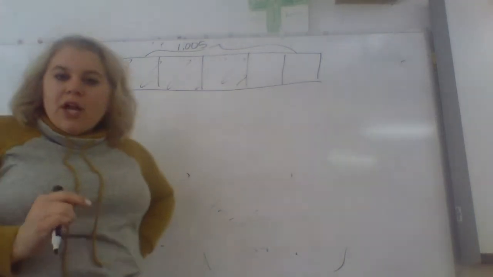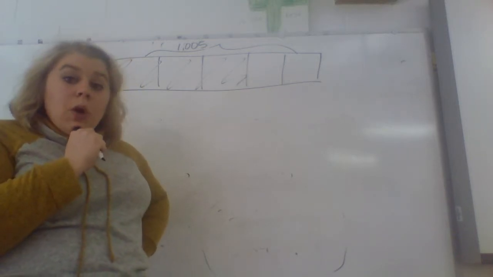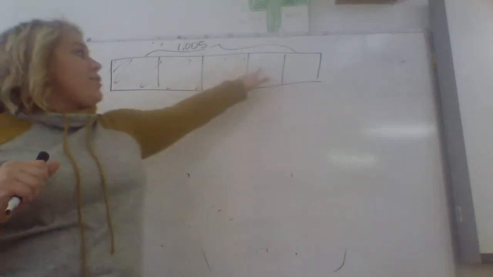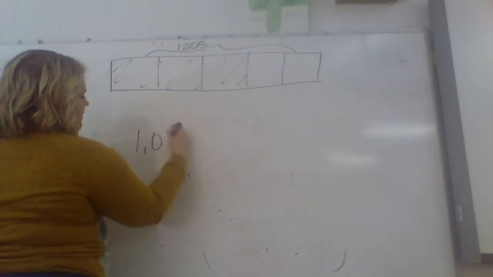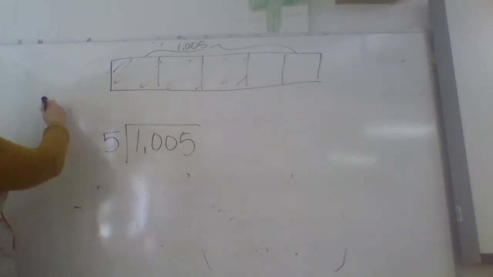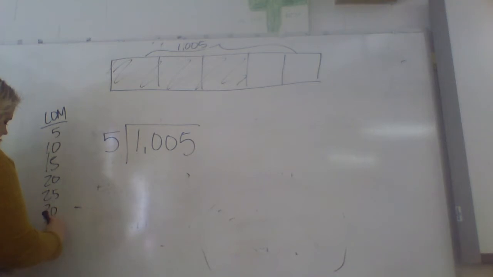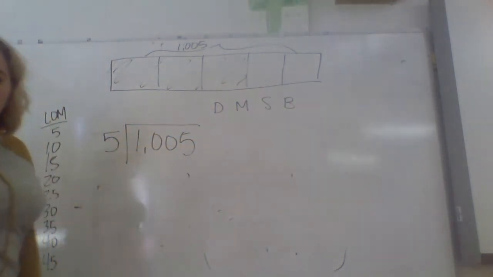So what can we do? We know 1,005 miles in 5 days. Well, we can divide 1,005 divided by 5, and that's going to tell us how many miles she drove each day. So if I did 1,005 divided by 5, I know I need to come over and list my multiples. 5, 10, 15, 20, 25, 30, 35, 40, 45. I know I also need my divide, multiply, subtract, and bring down, so I'm going to do the standard algorithm.